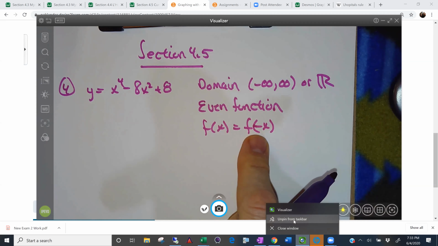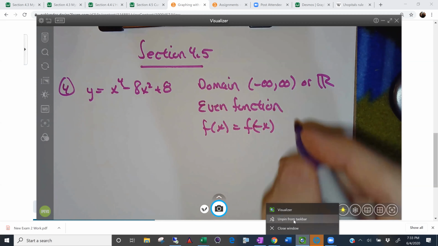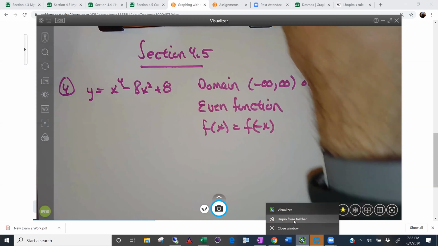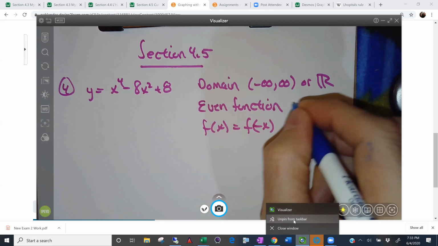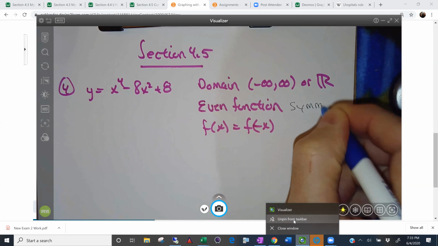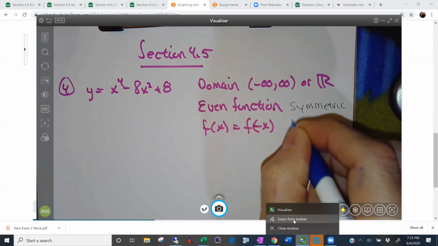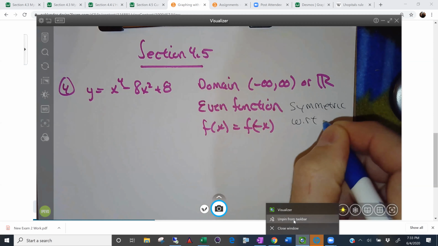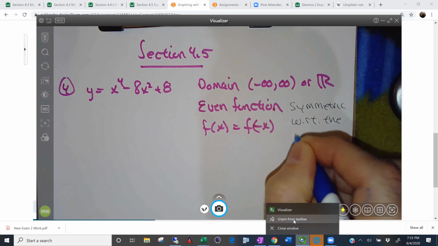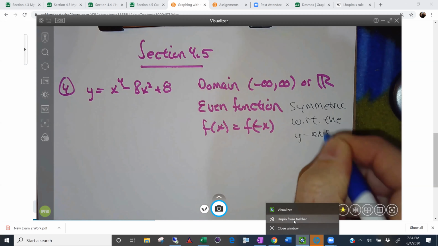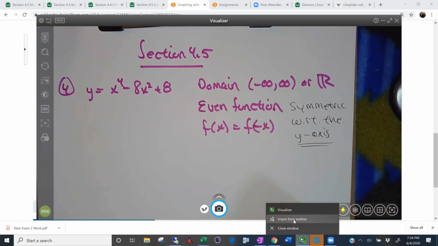Yeah, it's symmetric with respect to the y-axis. So that's the important thing here, that it's symmetric with respect to the y-axis. And that's nice. It's a good feature to know about a graph, that it's a mirror image of itself across the line x equals 0, which is the y-axis.